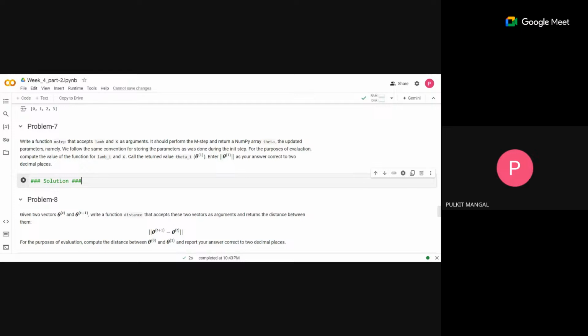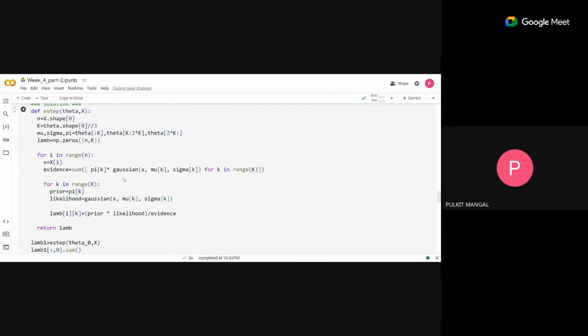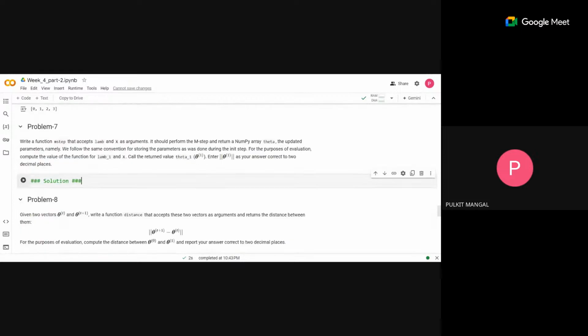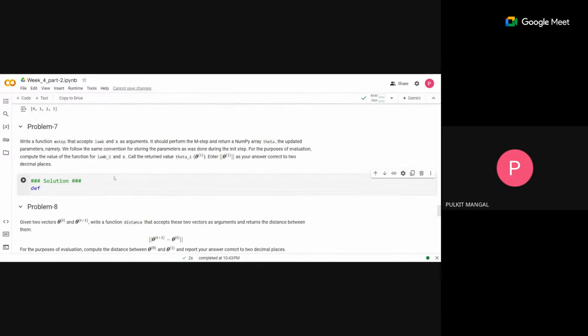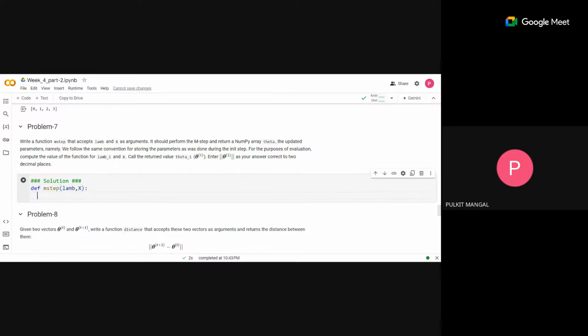So again, M step, lamb and x. What I will do is define k, that is the number of components that we have, from lamb dot shape. What will this give me? This will give me the tuple, which is n cross k. What I want in the tuple is the second entry, so that is index 1. I hope it is clear.